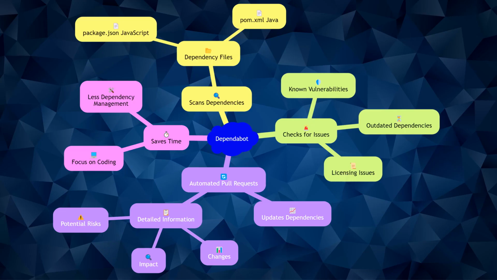Dependabot operates by regularly scanning your project's dependency files, such as package.json for JavaScript projects or pom.xml for Java projects. It checks for outdated dependencies, known vulnerabilities, and licensing issues. When it finds an issue, Dependabot automatically creates a pull request to update the dependency to a secure and compliant version. These pull requests include detailed information about the changes, the impact on your project, and any potential risks. This automation saves developers time and effort, allowing them to focus on writing code rather than managing dependencies.